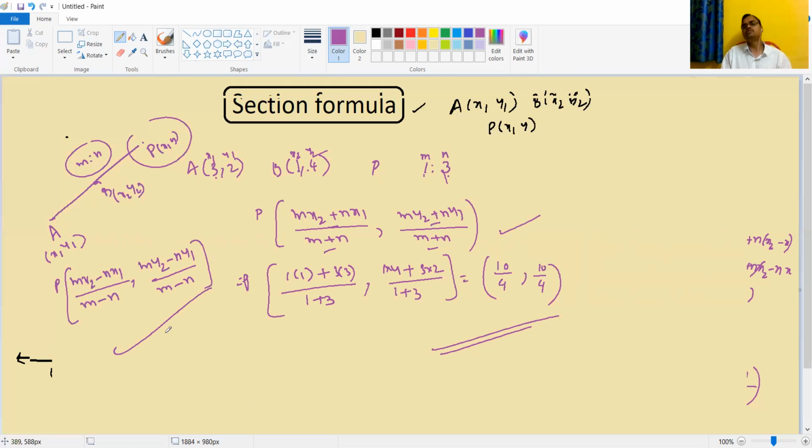Okay, this we can also prove in the same pattern as we proved before, but you have to take P exterior of AB. Like this, you join perpendiculars to the x-axis. This small triangle and this small triangle, if we compare similar triangles, we can prove this result also. So this is about the section formula.